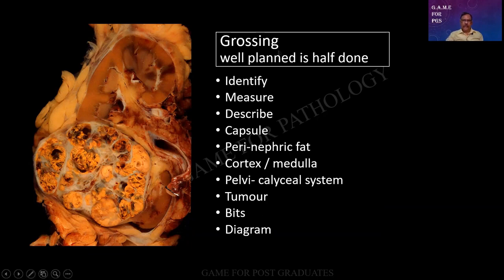So well planned is half done. So you'll have to, before even giving the bits, have some kind of a sub-heading. So identify, you measure, you describe. The normal kidney is over here. What about the perinephric fat? What about the capsule? Size of the tumor, shape, etc. From where all you are going to give the bits.